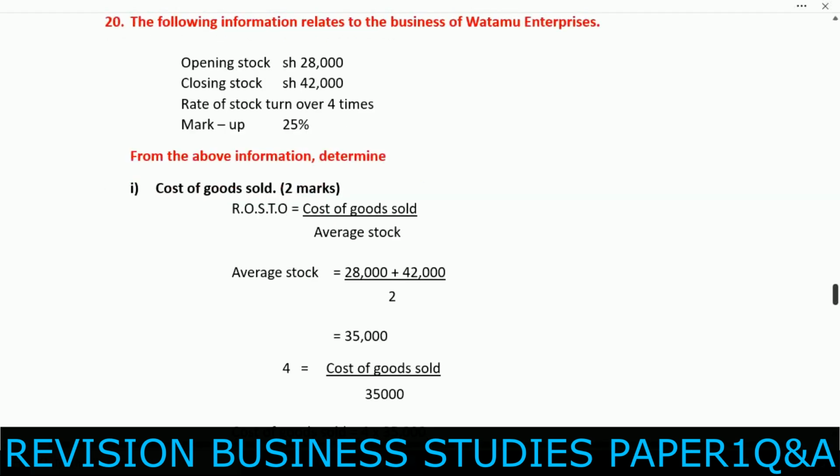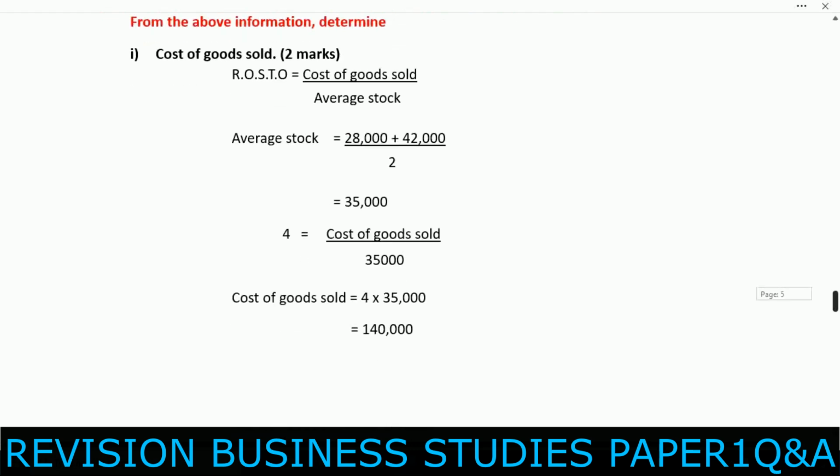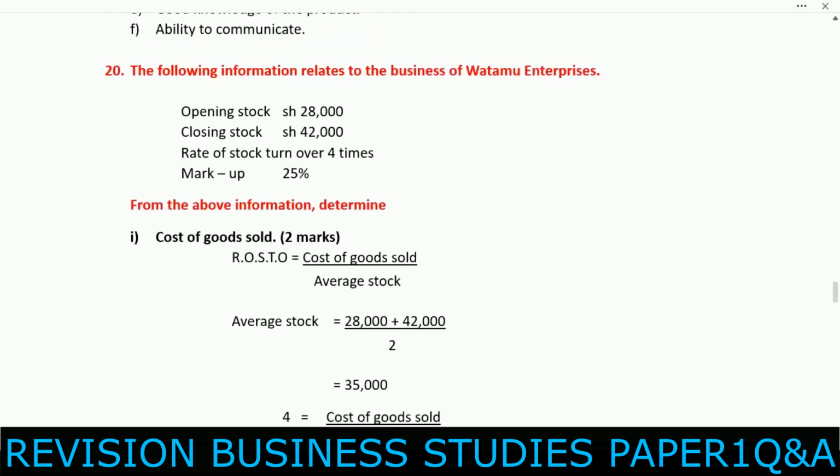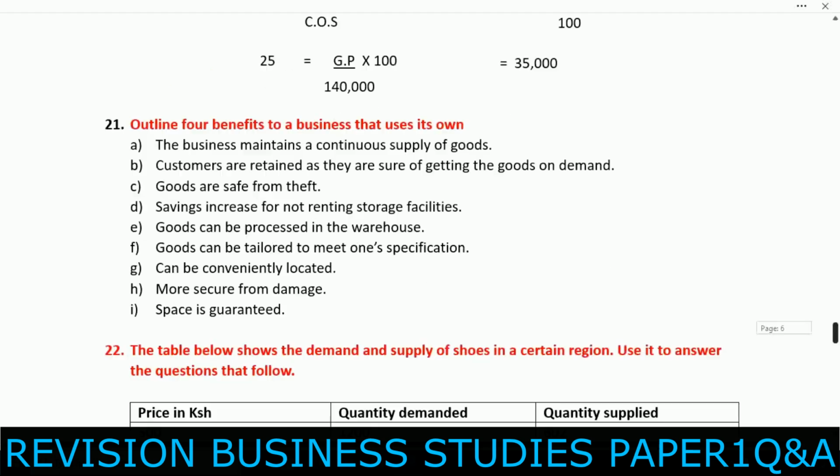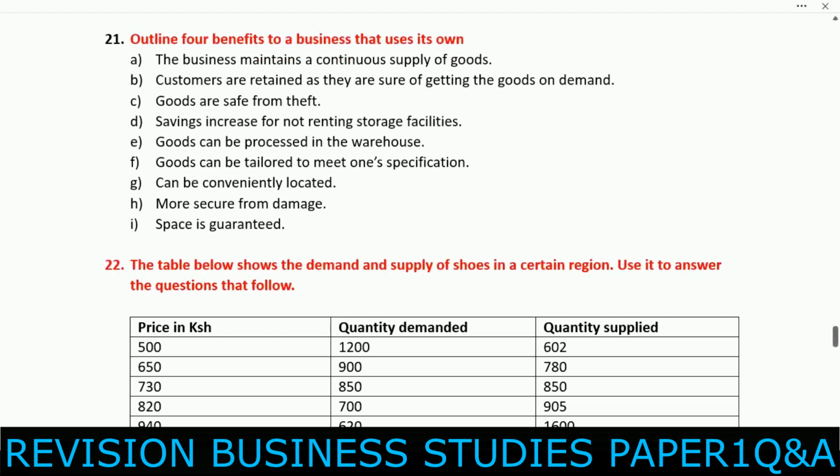The following information relates to the business of Watamu Enterprises. Opening stock, that one. Closing stock, that one. Rate of stock turnover, 4 times. Mark up, 25%. From the above information, determine cost of goods sold. You can see that one. Next, you can see this is how it is calculated. Very simple calculations. And number Roman 2, you're told the gross profit. You can easily count that. That one is straightforward.